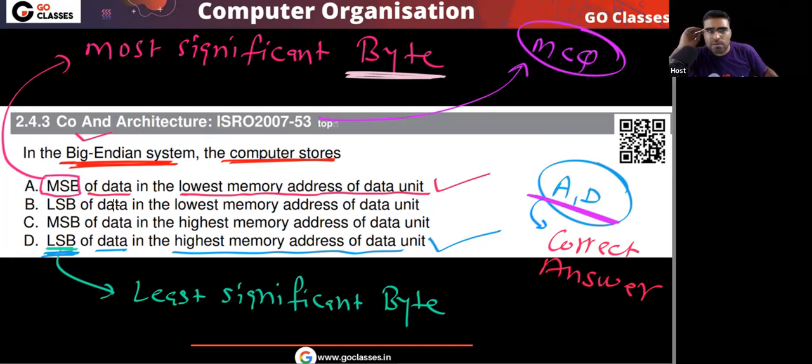In the ISRO exam, they gave marks for option A only. Because this is an MCQ question, I think they gave the answer as option A. But remember, the correct answer is option A, D. Is this clear? The correct answer is option A, D. So your answer will be option A also, option D also. That is the correct answer.